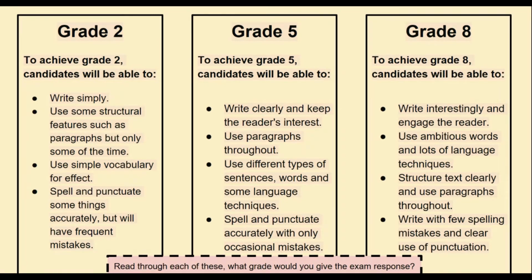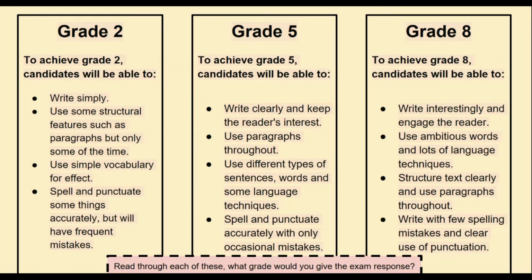So if you get a grade 2, for example, a level 2 at GCSE, your writing will be simple. You'll use some structural features such as a paragraph, but only some of the time. You'll use simple vocabulary, and you spell and punctuate some things accurately, but they will have frequent mistakes or errors.